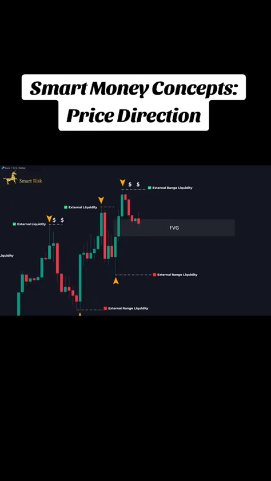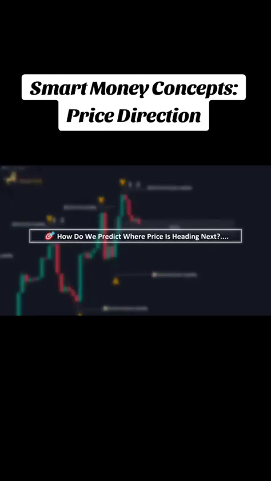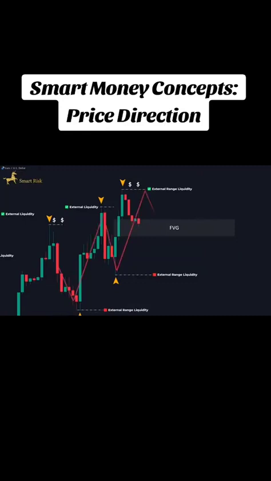Now here comes the real challenge. How do we predict where price is heading next? Will it move up to sweep the upper external liquidity, or drop down to grab the lower external liquidity?